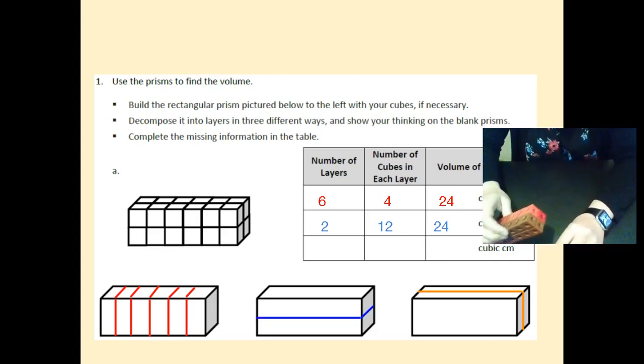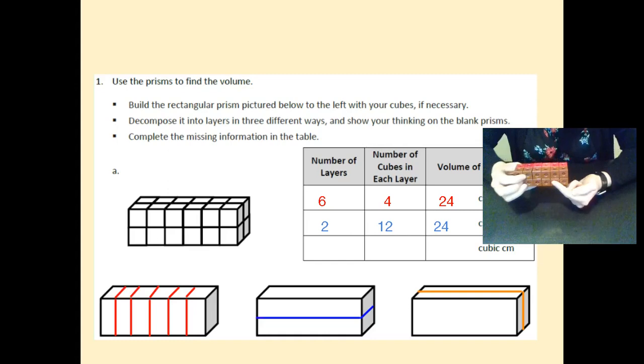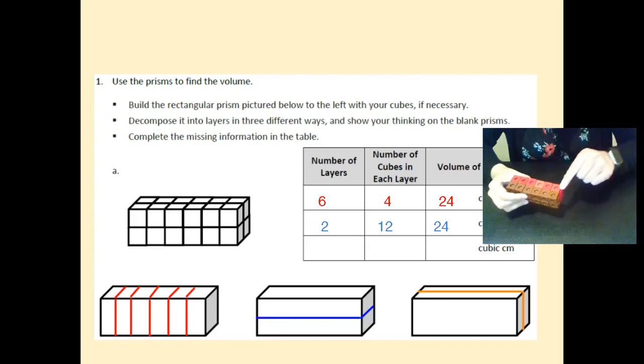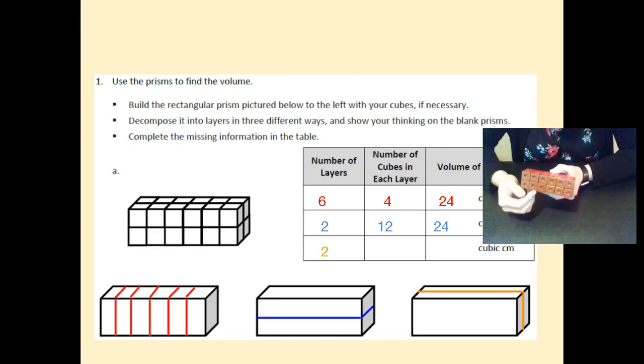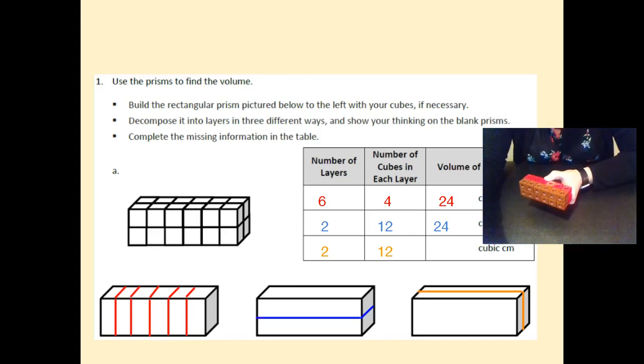The last way to build it is like an Italian loaf of bread. That's that weird one where you're doing it along the height, but it's not of the front of your shape. Again, I have 2 layers here. I have this brown layer here, and on the back side, I have this red layer. My layers again have 2, 4, 6, 8, 10, 12. I have 12 cubes in each layer. So if I have 12 on this side and 12 on this side, I've decomposed it and composed it back together to get a volume of 24 cubic centimeters.